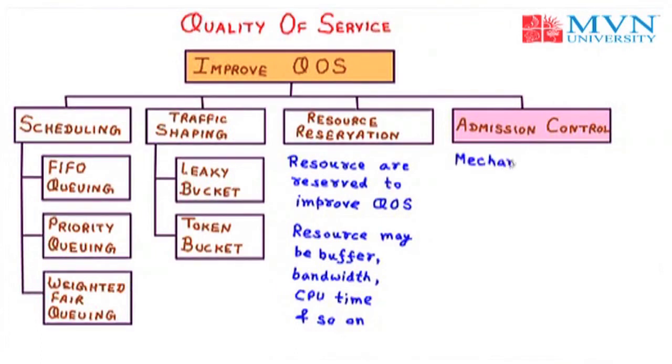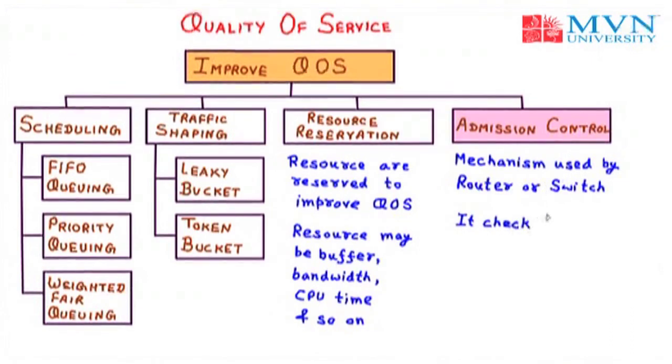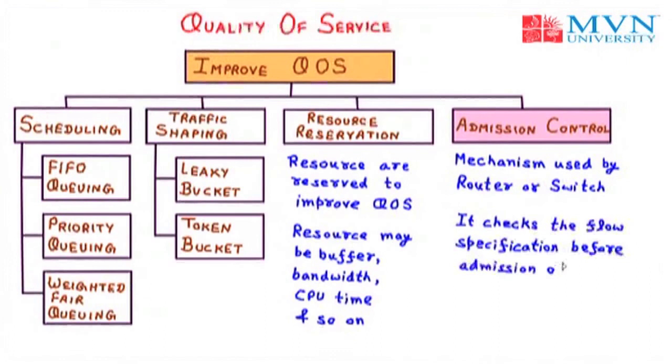So it is the mechanism used by a router or switch. The router and switch both check the flow specification before the admission of data. That means before processing any of the data, the router or switch will first check the flow specification. That is all about admission control. So today we have discussed quality of service and how to improve the quality of service. So that is all. Thank you.